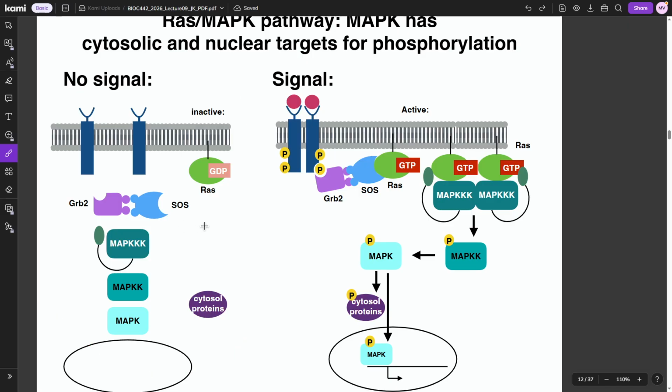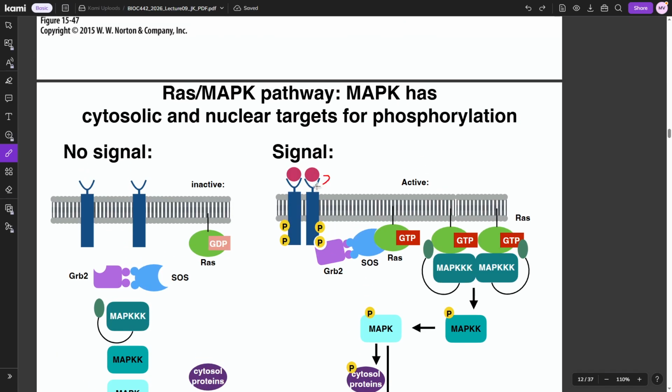When things become active, what we do is, again, bind ligand, dimerize, trans-autophosphorylate. GRB2 is able to bind to the phosphates with its SH2 domains, right? And then using its SH3 domains, it's able to bind SOS. And then SOS acts as a GEF for RAS, switching out the GDP for a GTP.